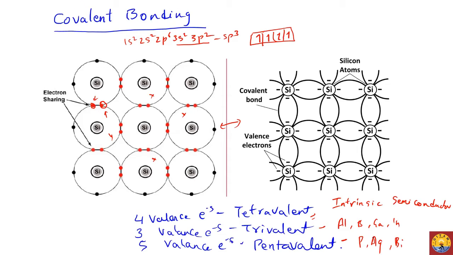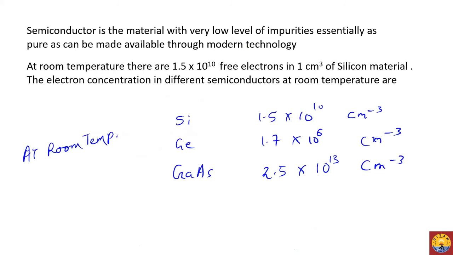pentavalent atoms. So you should remember at least one example like arsenic and phosphorus. Okay, these two are important to remember. Rest it's okay. So how do you define a semiconductor? A semiconductor is a material with a very low level of impurities, essentially as pure as can be made available through modern technology. So theoretically, it is very pure, but in industry, they will definitely have some impurities. We try to reduce them to the minimum level. So all those materials with low level of impurities can be considered as intrinsic semiconductors.